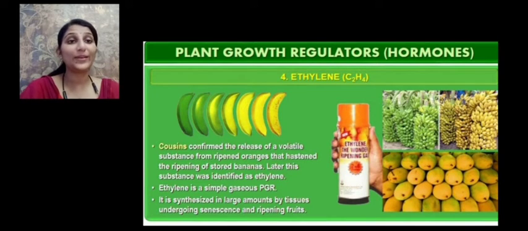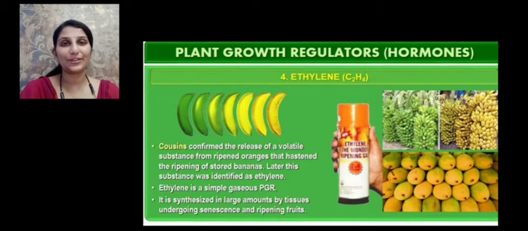Cousins confirmed the release of a volatile substance from ripened orange. From the ripened orange, a volatile substance was discovered to be released, and this volatile compound hastened the ripening of the stored bananas. Later the substance was identified as ethylene.